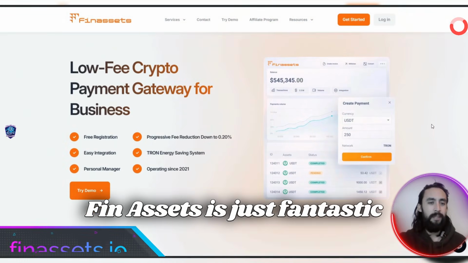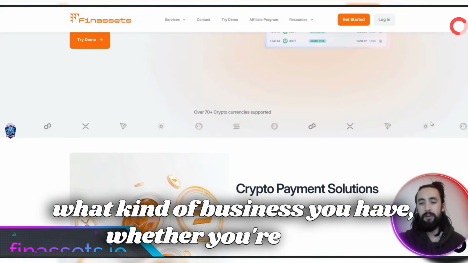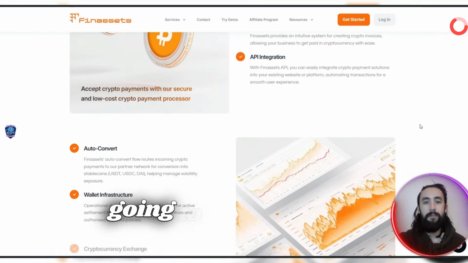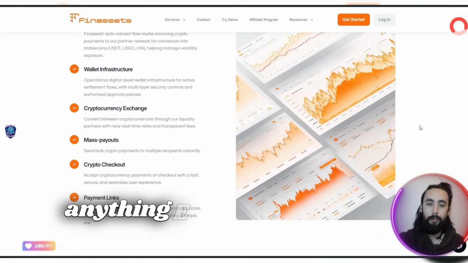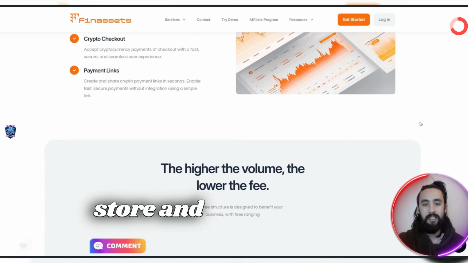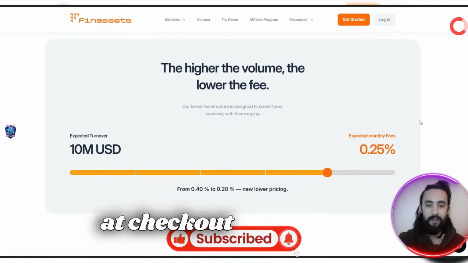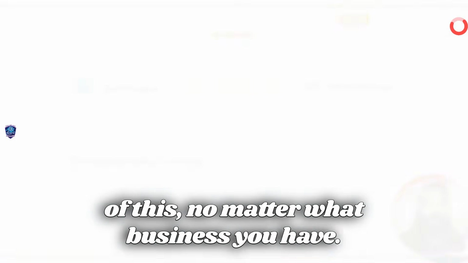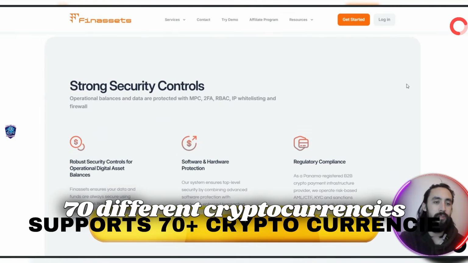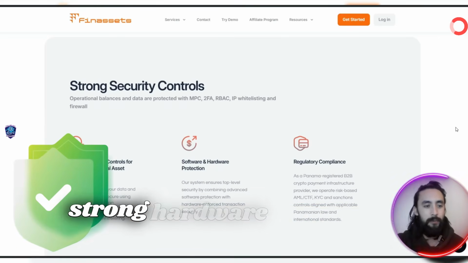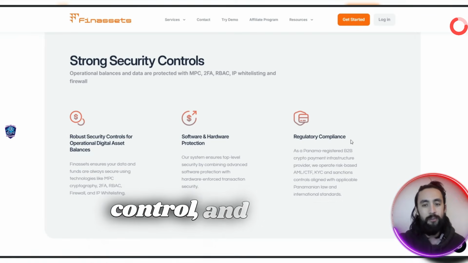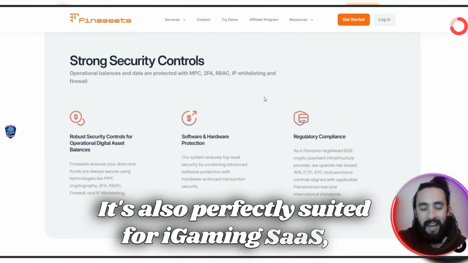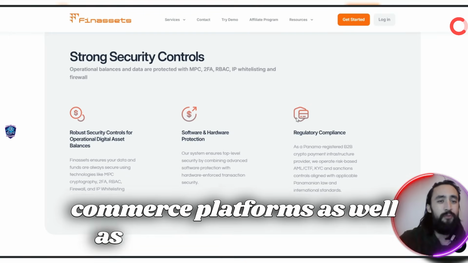Finassets is just fantastic because no matter what kind of business you have, whether you're selling Pokemon cards, shoes, e-commerce stuff, courses, digital products, this is going to be the perfect solution for your business. Anything e-commerce related, even if it's a physical store and you have these physical devices and machines at checkout like Square, Finassets is just perfect for integrating into any of this, no matter what business you have. It supports over 70 different cryptocurrencies as well, with strong security controls, strong hardware protection, and of course, regulatory compliance. It's also perfectly suited for iGaming, SaaS, e-commerce platforms, as well as Forex businesses too.